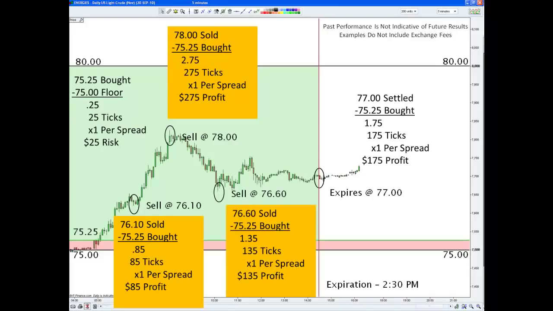Or maybe when it dropped back down, you got a little bit nervous, you didn't want your profit to go away. Whatever reason you decided to get out, you would have made a $135 profit if you would have sold the spread out at $76.60. So the big thing I want you to see here is that you can get out of the trade before it expires, or you can let it go all the way to expiration and let it settle.